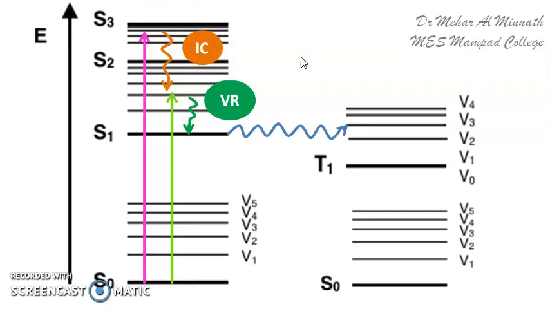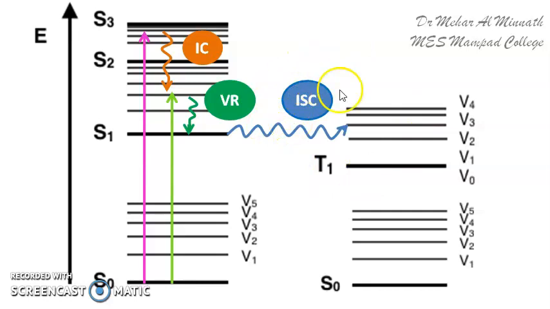But then there is another possibility. When the vibrational levels of the first excited singlet state and the triplet excited state overlap, there is a possibility that the system moves on from the singlet state to the triplet state. That is called intersystem crossing. The system goes from the first excited singlet state to the first excited triplet state.